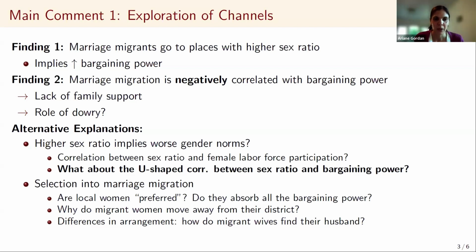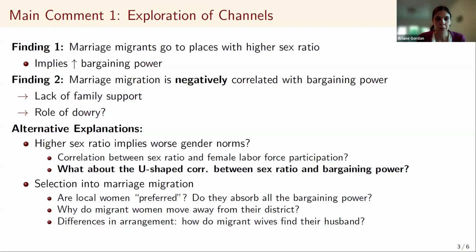There I was a little bit puzzled what the role of dowry actually is in this framework. So maybe in the introduction you can be a little bit more specific about where the relevance of the dowry is in that specific context. And more importantly, when I was reading, I would have liked to see a little bit more exploration of these channels, and whether these are actually the relevant channels or if there are alternative explanations, in particular for the positive correlation of sex ratio and bargaining power.